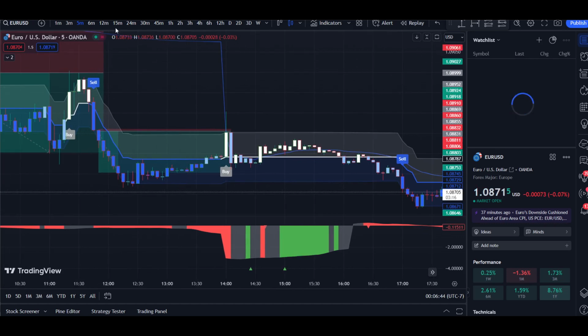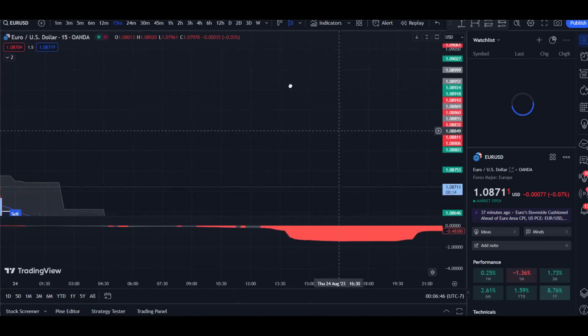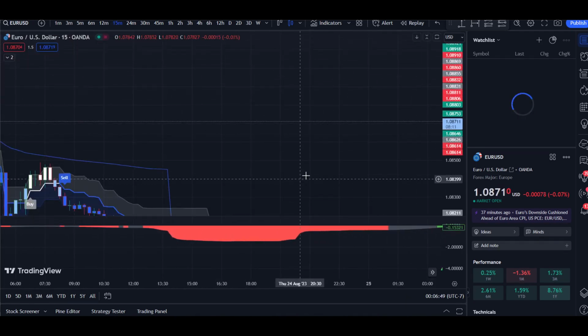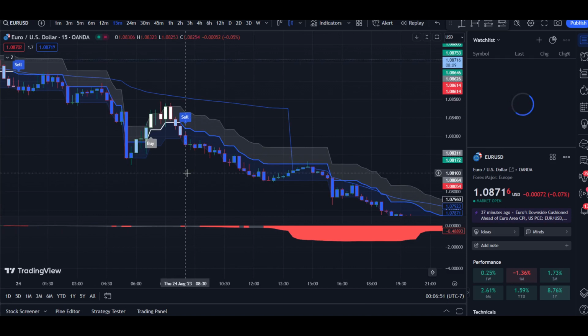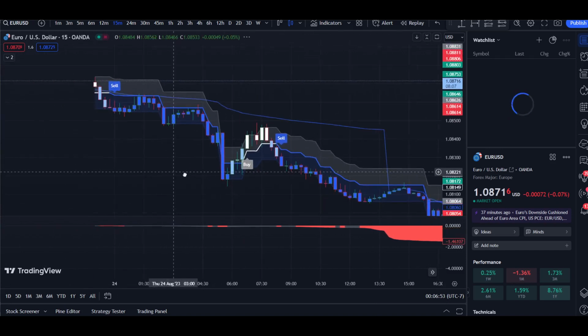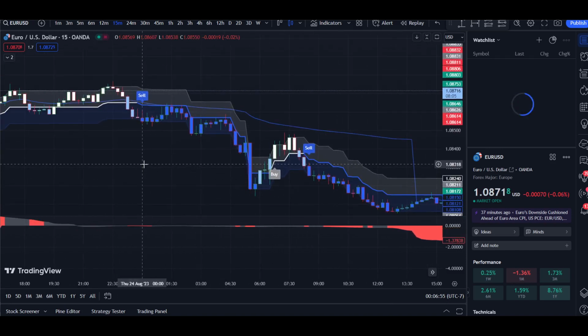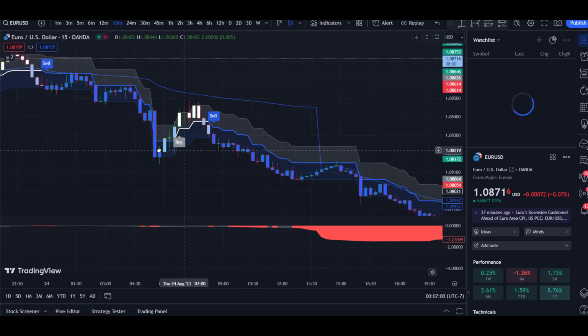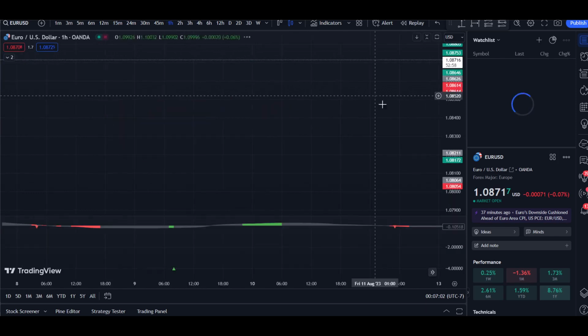I'd recommend to use this maybe on the 15-minute or even the 1 hour time frame. If you're using this for a scalping strategy, you're going to constantly be getting alerts on whatever devices that you have attached to TradingView. And of course, as you can see, this still works on the 15-minute and even the 1 hour time frame as well.